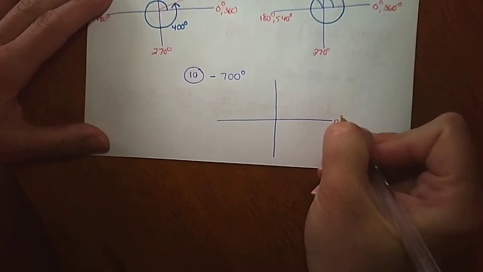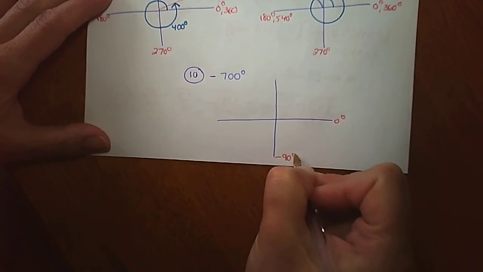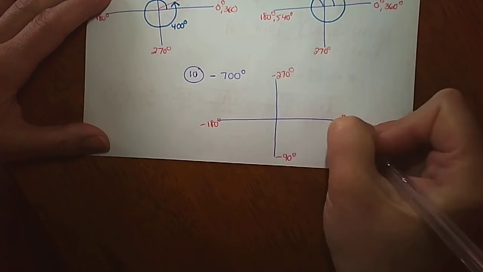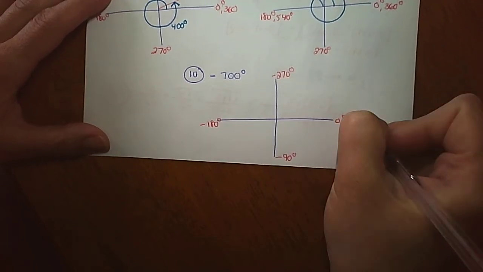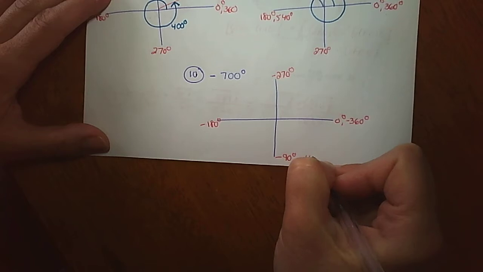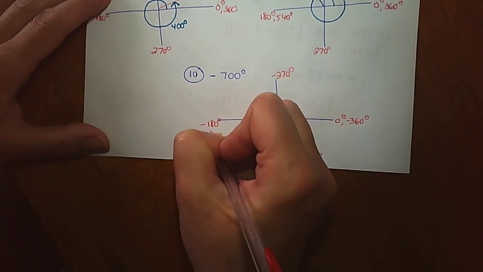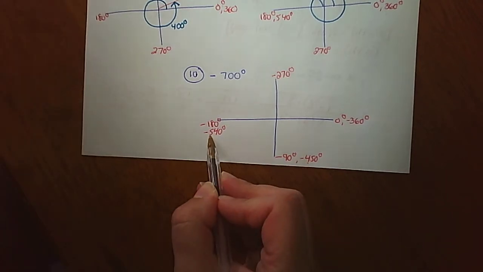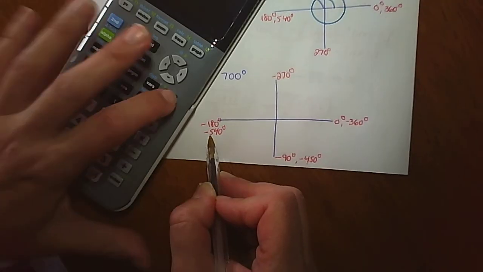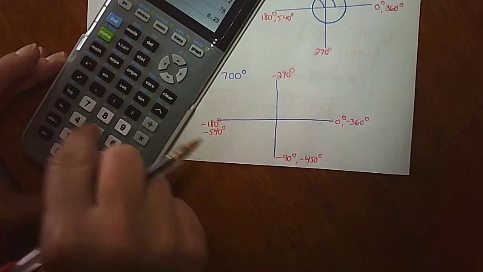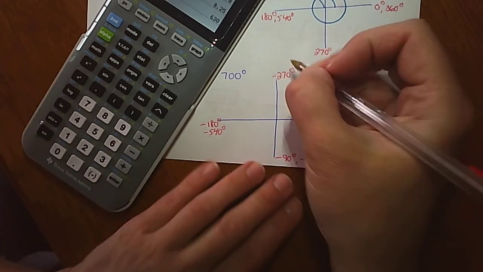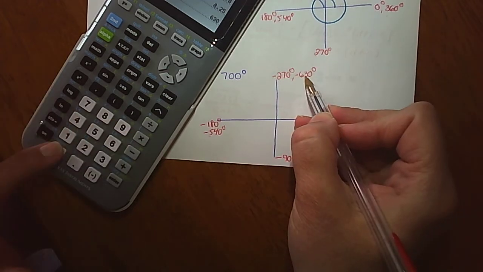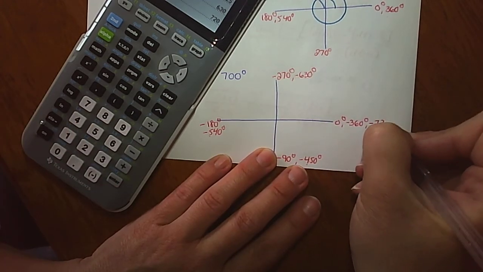So, 0, negative 90, negative 180, negative 270, negative 360. Now keep adding on 90s. This would be negative 450, negative 540, right? 450 plus 90. You can use your calculator if you get stuck, right? What would 540 plus 90 be? Negative 630 would be there. Add on another 90. This would be negative 720.